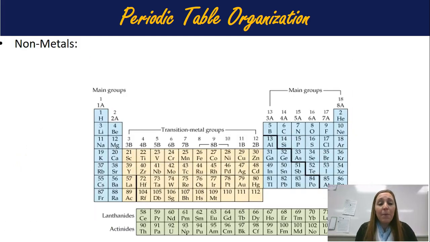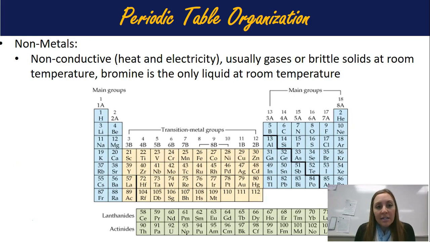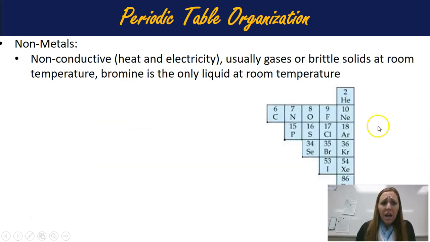All right, the next group, nonmetals. These are non-conductive, meaning if you put heat on them, the heat's not going to flow through them. Electricity does not flow through nonmetals. They're usually gases. We breathe in nonmetals, and they're brittle at room temperature, meaning they break very easily. Bromine is the only one that is a liquid at room temperature. So over here, these are our nonmetals. Nonmetals are over on the right-hand side of the periodic table.